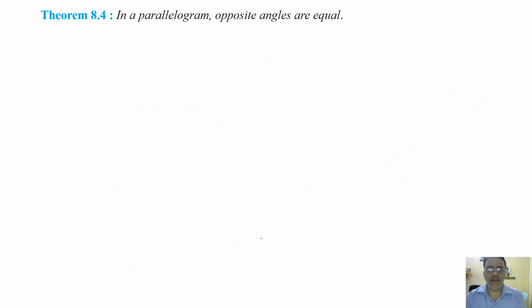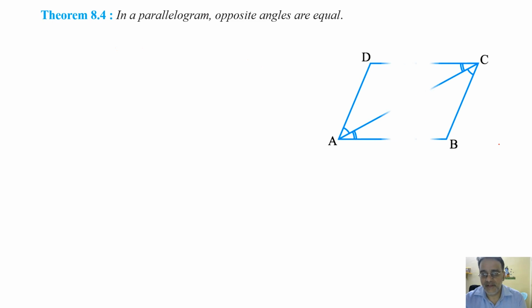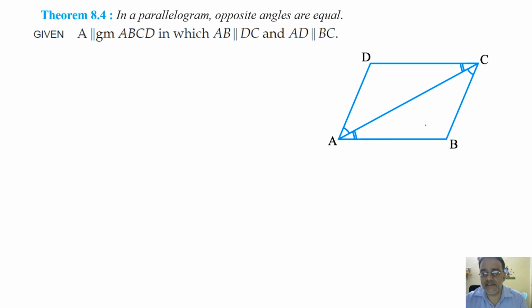Okay. Now theorem 8.4. In a parallelogram, opposite angles are equal. So all these properties you have studied in class 8th also, but these are properties in the form of theorem. So we are going to prove this one also. First we will take one parallelogram in which AB is parallel to DC and AD is parallel to BC. So this is similar to the first theorem. We will copy the congruence proof we did for those earlier, right?